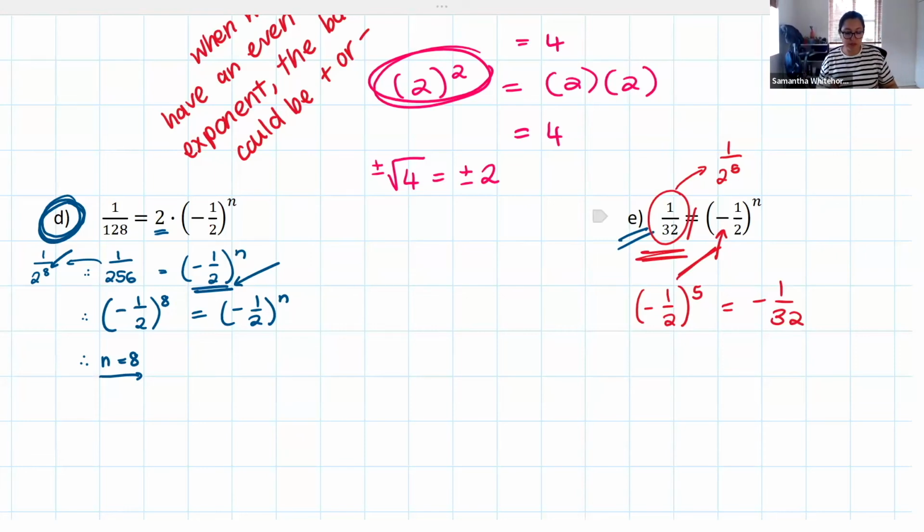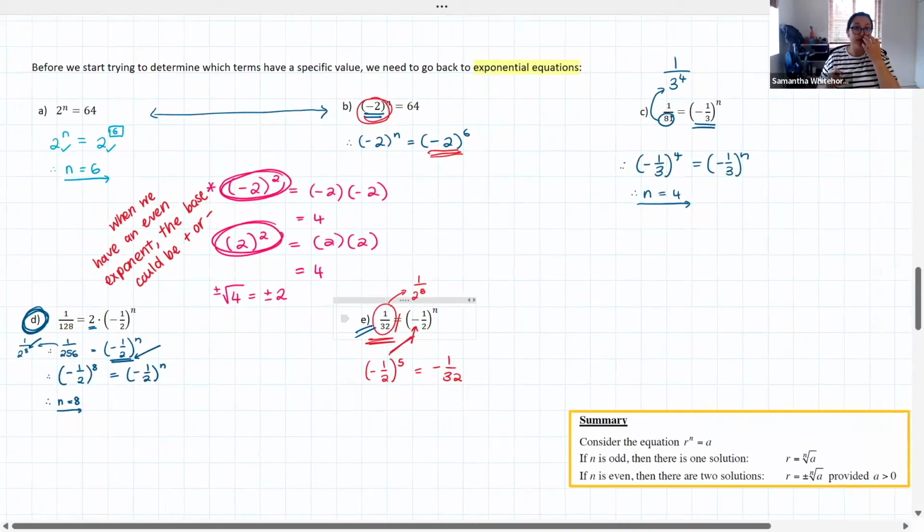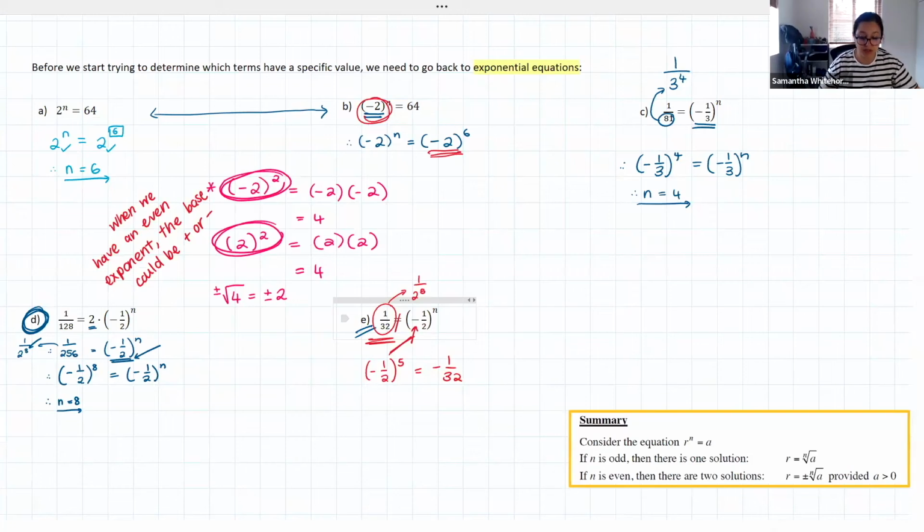So this is just something to bear in mind, and it might seem like such a silly thing, and you think, oh, I do know this, but it's something to bear in mind because now when we look at our next example, it's going to be helpful for us.